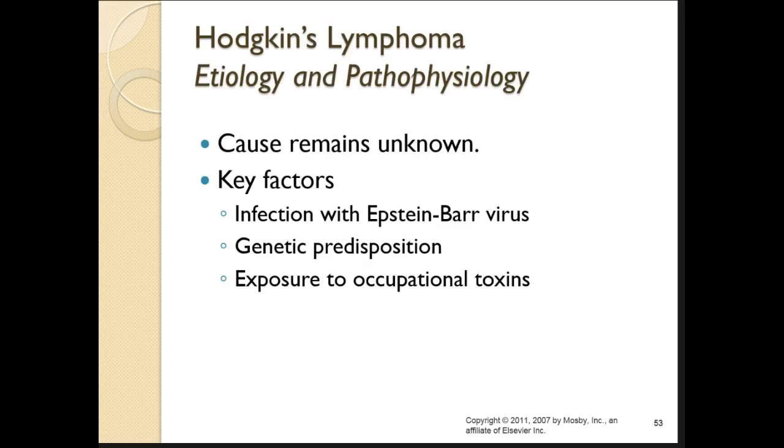Although the cause remains unknown, there are several key factors that are thought to play a role in the development. The main interacting factors include infection with the Epstein-Barr virus, a genetic predisposition, and exposure to occupational toxins. The incidence of Hodgkin's lymphoma is increased among those patients who have had HIV infections.